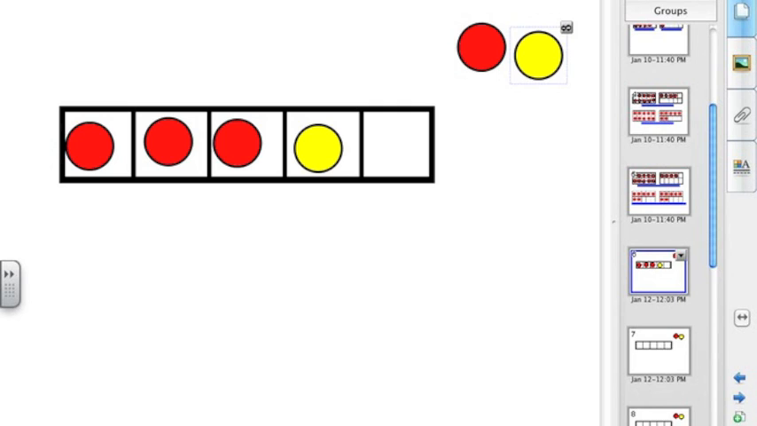So we play 1 more, 1 less, 2 more, 2 less games, right? Who's 2 away? Who are my 1 away neighbors? Who are my 2 away neighbors if I live on the number line at 4? Right? Who lives on either side of me? Things like that. So we want kids to get that notion of number lines and patterning with the number system.